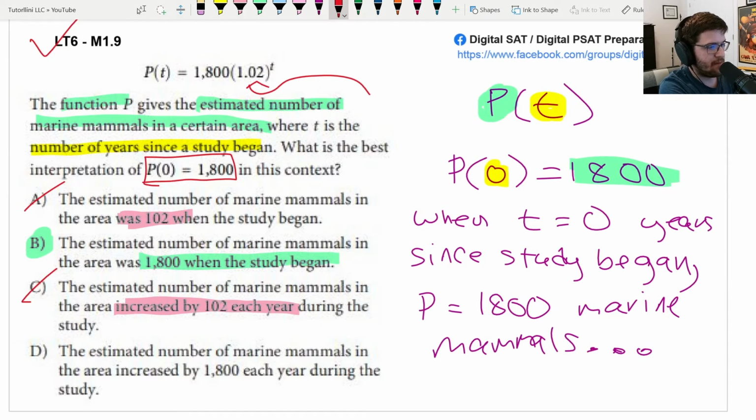That's saying 2% increase each year. That's what that's saying. You could do 100 times the percent multiplier minus 1, and you'd get positive 2% increase. So yeah, anyway, guys, don't look at the equation when they're asking you about a point. Just literally interpret the point. Okay, regardless, that's wrong. Okay, let's look at D.